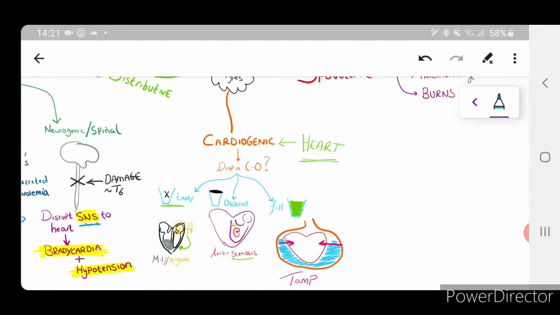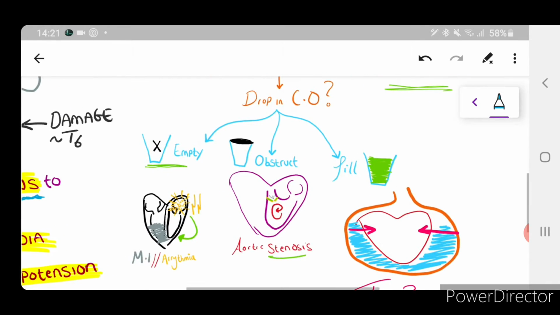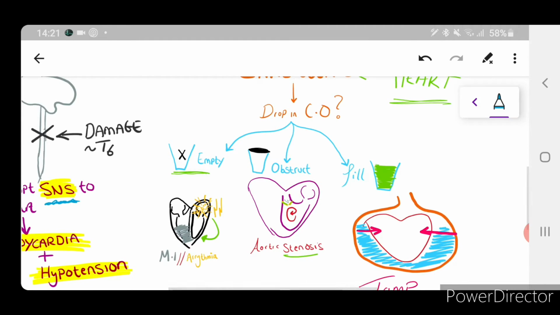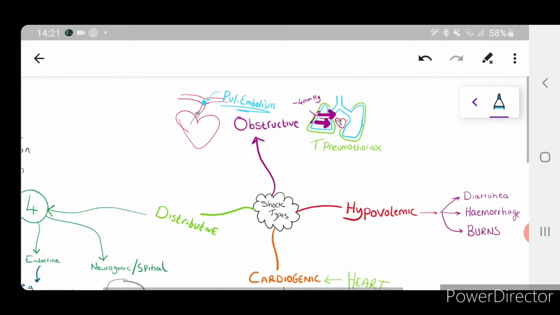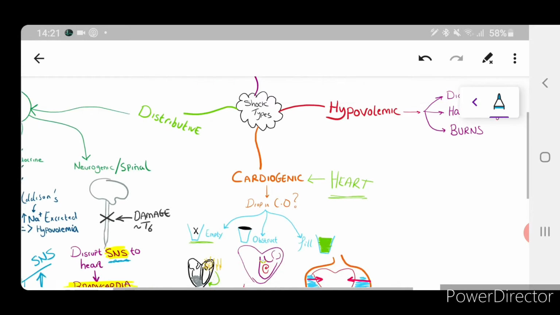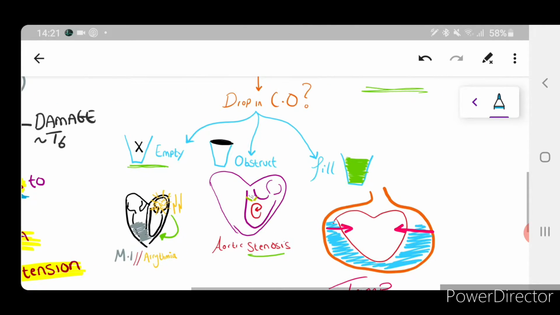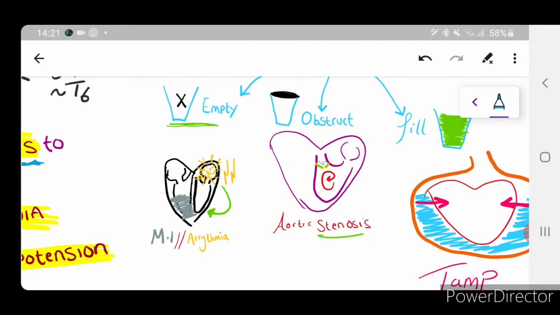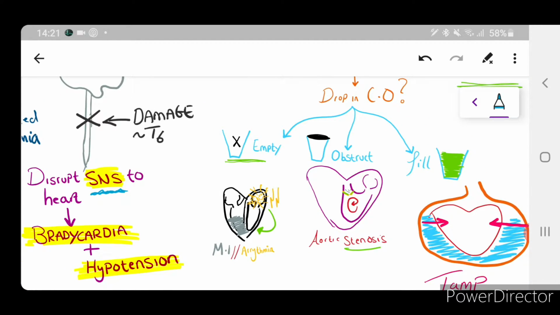Now, cardiogenic. Cardiogenic is all about the heart, right? Not any external factors, just the heart. We can split this up into 3 types: emptying, obstructive and filling defect. Now with obstructive, this has been argued to be a separate category. However, we can still include it in this category. When I say it could be another category, I mean like this, obstructive. But within cardiogenic, we can include it. I'll tell you why. So firstly, let's talk about emptying abnormality, emptying deficit.